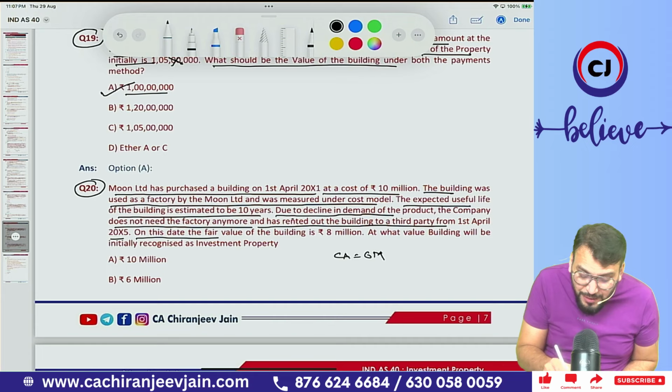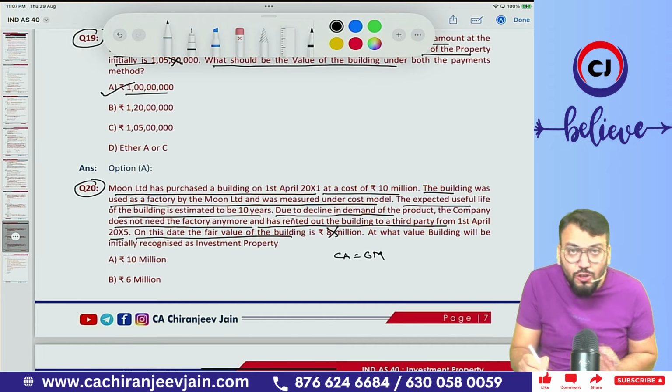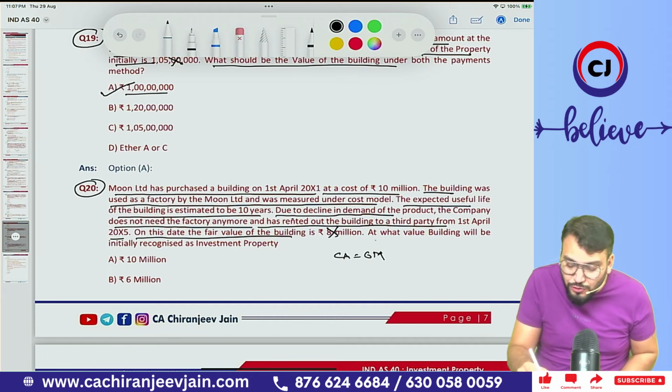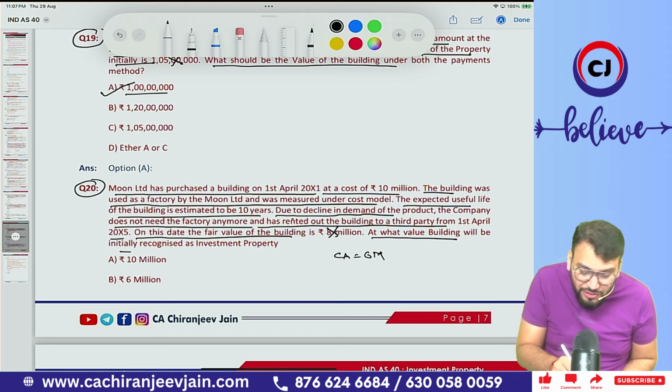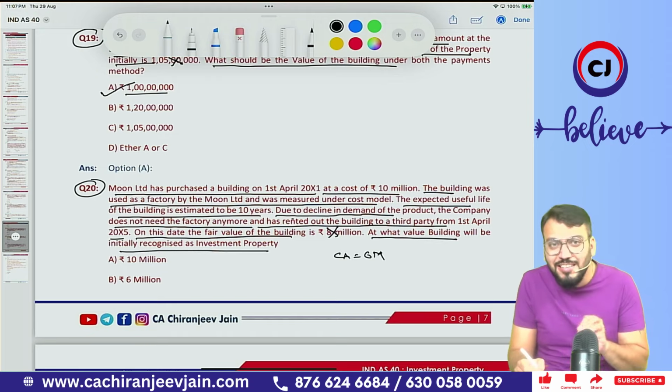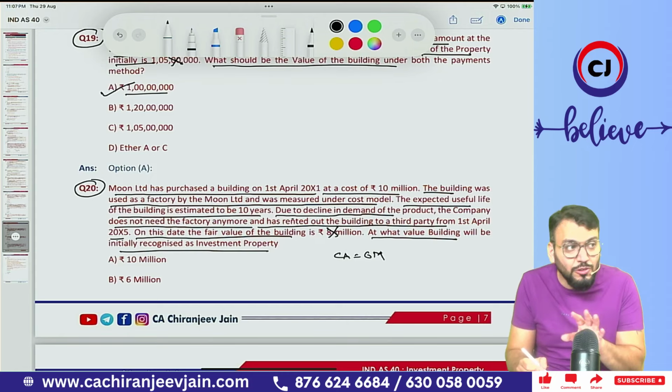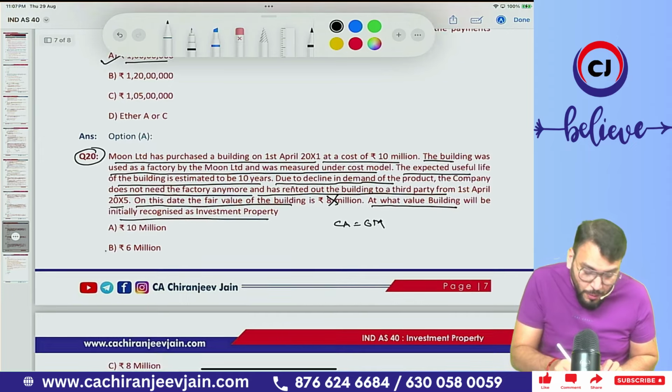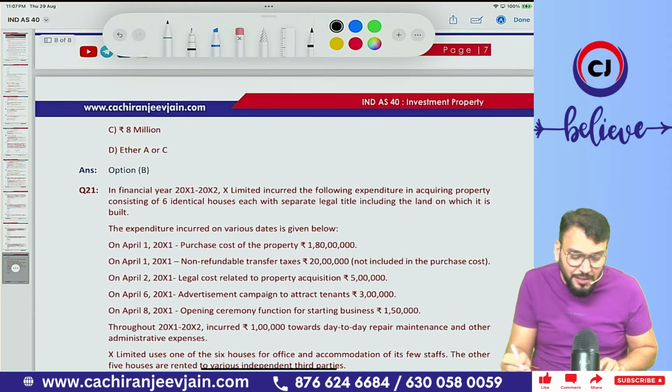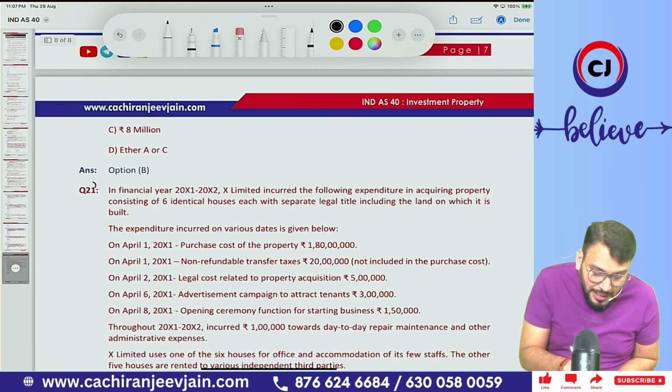The fair value of the building, 8 million, is not at all relevant. That is given to confuse you. At what value will the building initially be recognized as investment property? Reclassification is done at carrying amount. So the reclassification point is very important for MCQ based questions. So option number B will be correct. Chalega? Yes, sir.